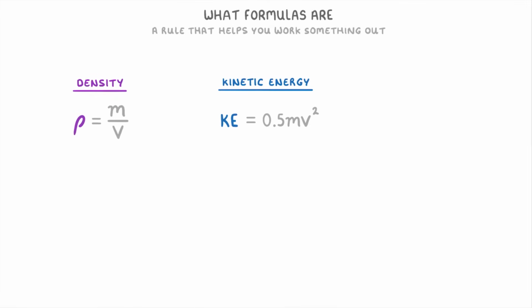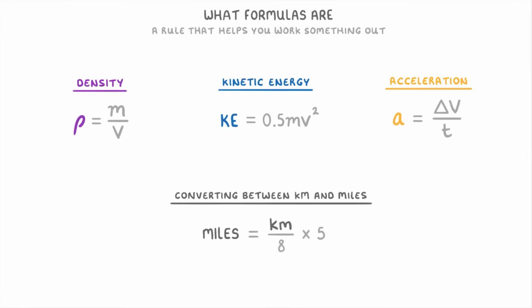Before we finish, I just want to give you a quick idea of what some of the common formulas look like. For example, this is the formula for density, kinetic energy, acceleration, and for converting between kilometers and miles. You don't need to worry about remembering all of these. I just wanted to show you some examples of how they look.